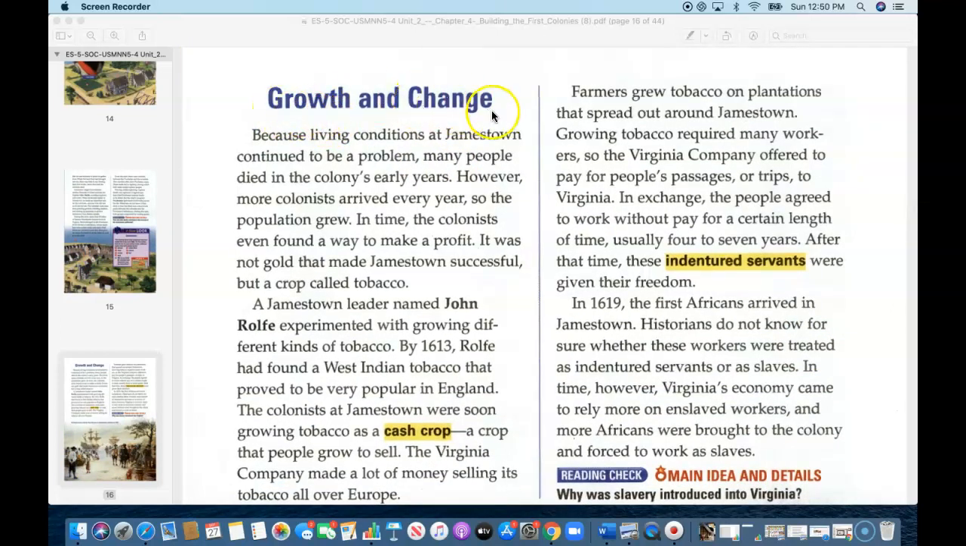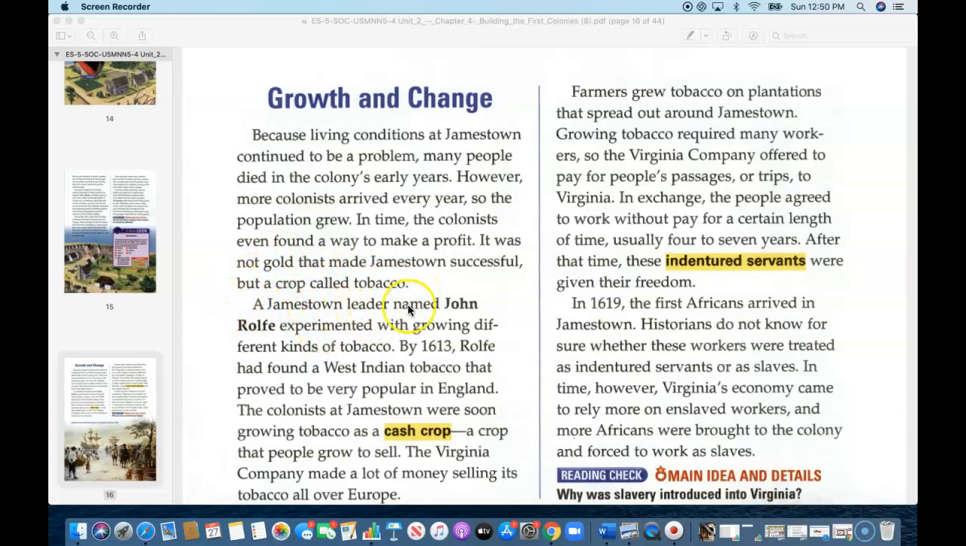Growth and change. Because living conditions at Jamestown continued to be a problem, many people died in the colony's early years. However, more colonists arrived each year, so the population grew. In time, the colonists even found a way to make a profit. It was not gold that made Jamestown successful, but a crop called tobacco.